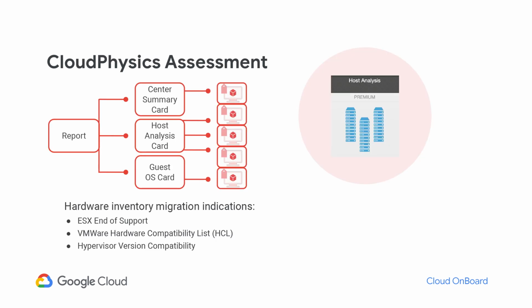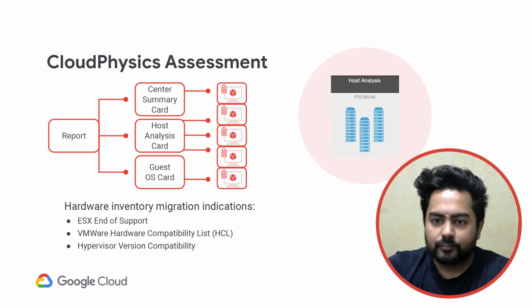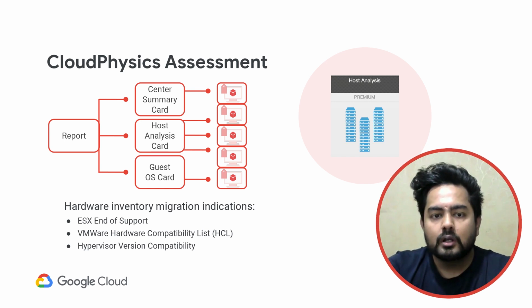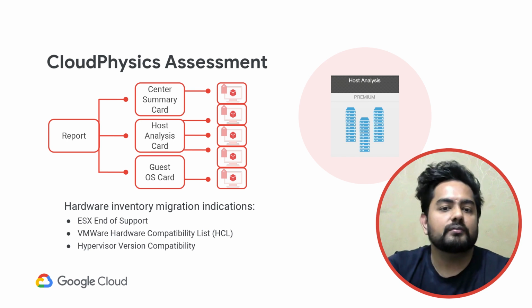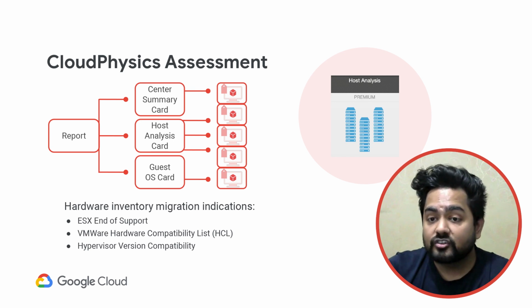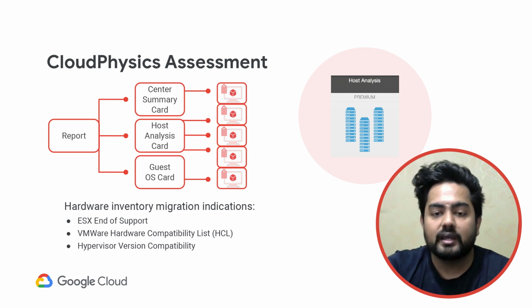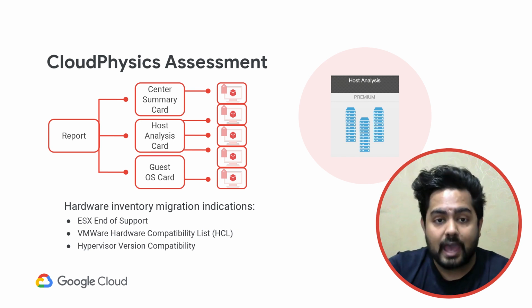CloudPhysics has something called cards. Now, what are cards? They're basically nothing but a collection of data. Think about a host analysis card. This card will provide you all the necessary information with hardware related reports. Or maybe a guest OS card, which is going to analyze which system within your infrastructure is running what kind of operating system and version. So you get cards which specifically define the collection of data that's going to happen.